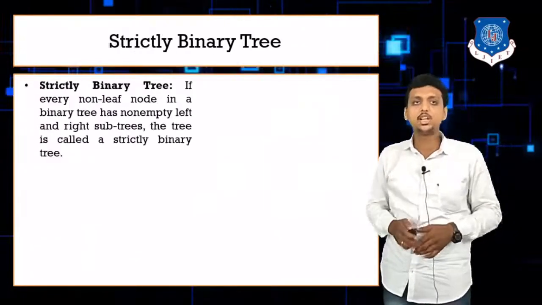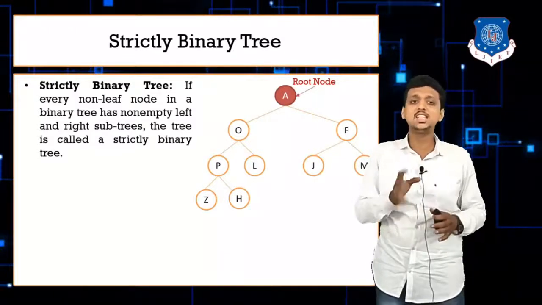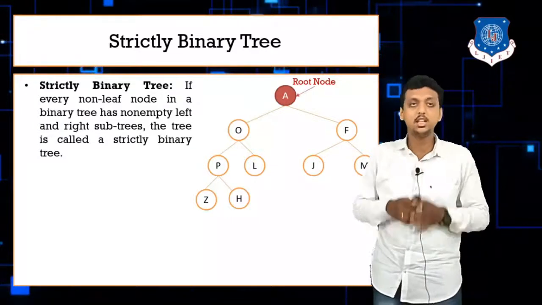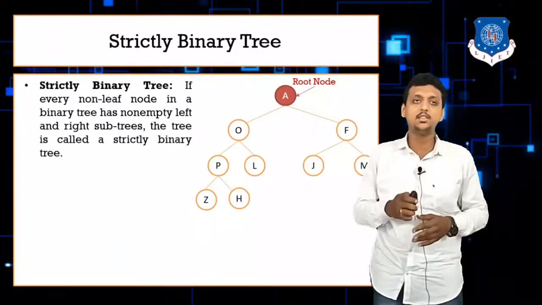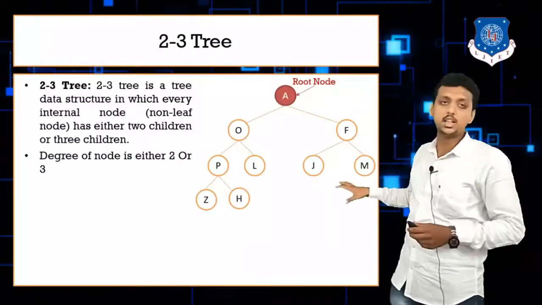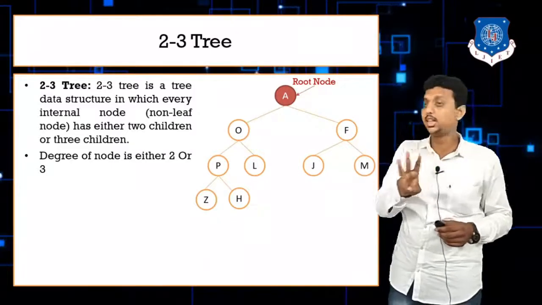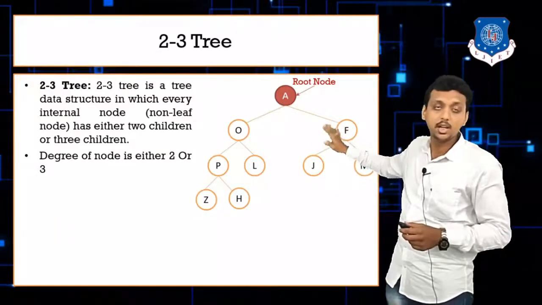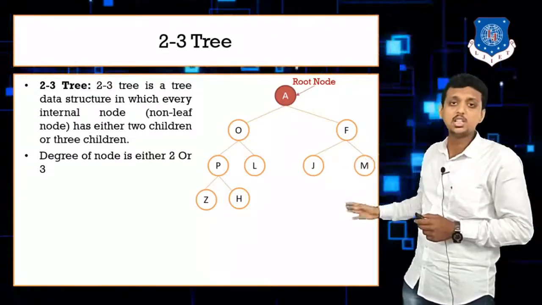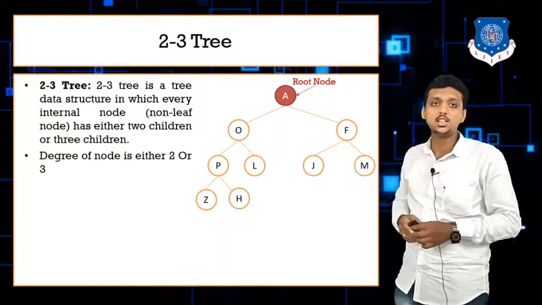Now strictly binary tree. Students, in a strictly binary tree, each and every non-leaf node contains a non-empty left and right subtree. So that is known as strictly binary tree. Now next we have 2-3 tree. Students, in a 2-3 tree, each node contains either 2 or 3 children. I am again repeating, this is not a binary tree. This is a 2-3 tree where each and every node contains either 2 or 3 children.